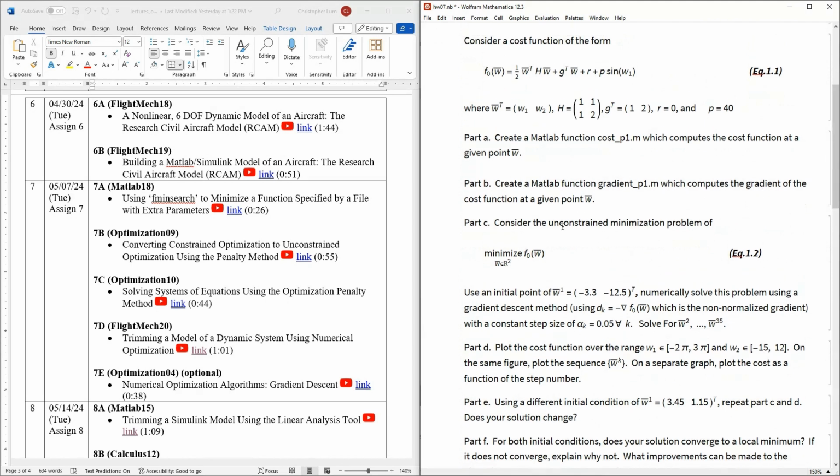Okay, this is basically problem 1. And again, there's a lot of words here, but it's not actually a lot of work. All we're basically talking about is, again, a pure math problem. It has nothing to do with flight mechanics. I'm just saying, if you have some cost function like this, you can see it's a two-dimensional cost function, right? It's a function of W1 and W2, right?